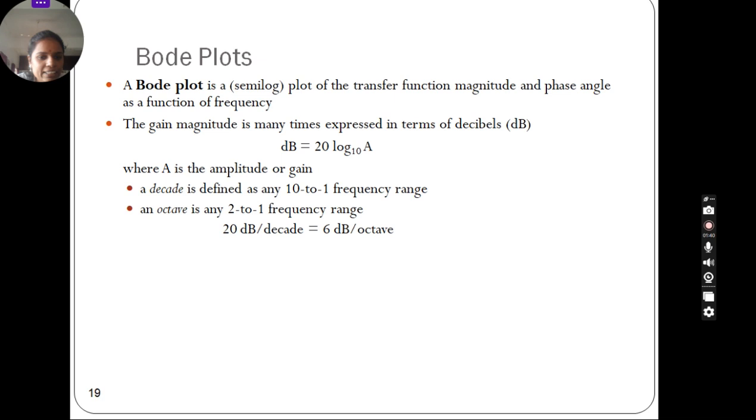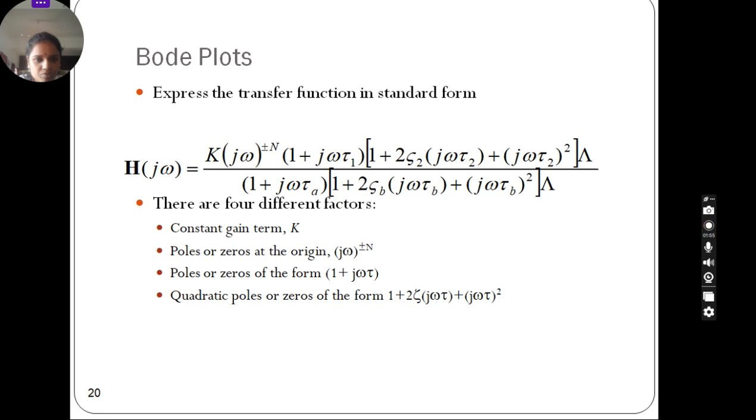A decade is defined as a 10 to 1 frequency range. An octave is any 2 to 1 frequency range. 20 dB per decade is equal to 6 dB per octave.